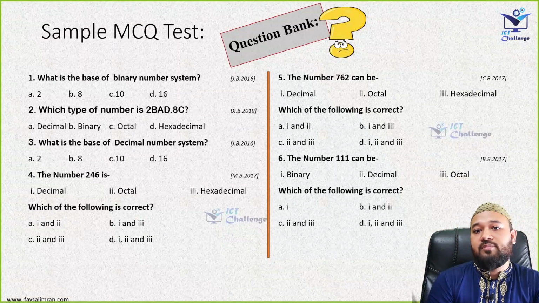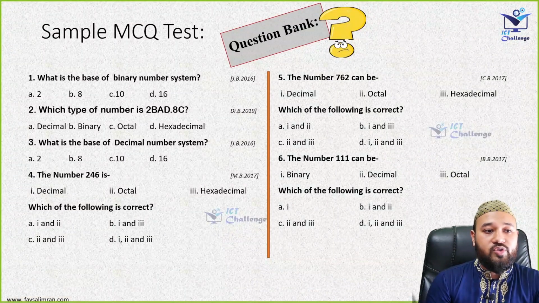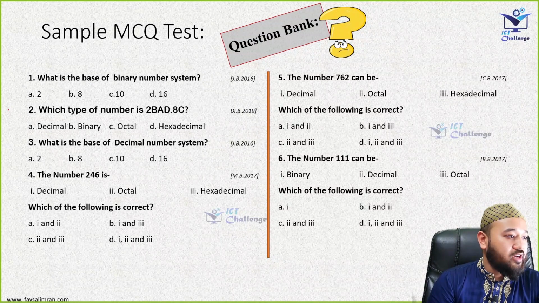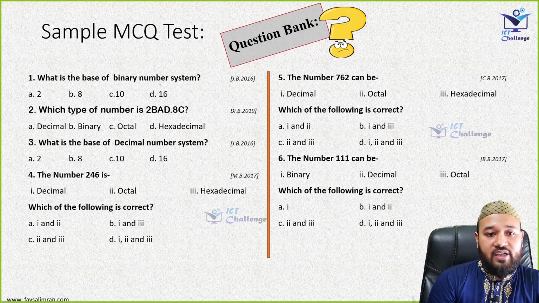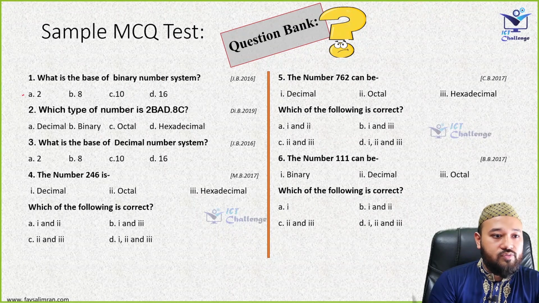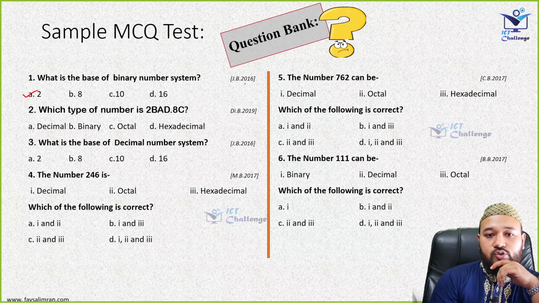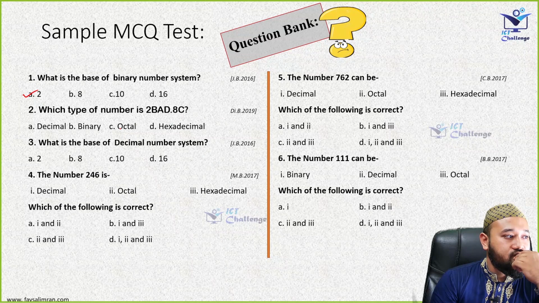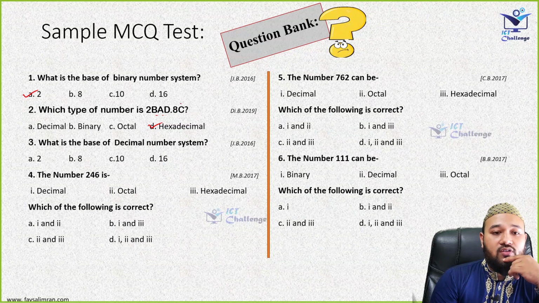Okay, we have a sub-sample MCQ test with board questions. What is the base of the binary number system? You have to unmute your microphone and tell me. 2. Okay, it's correct. Next, Jessore Board 2016: which type of number is 2BAD.8C? Hexadecimal. It's a hexadecimal number system, correct? Because BAD is only contained in the hexadecimal number system.